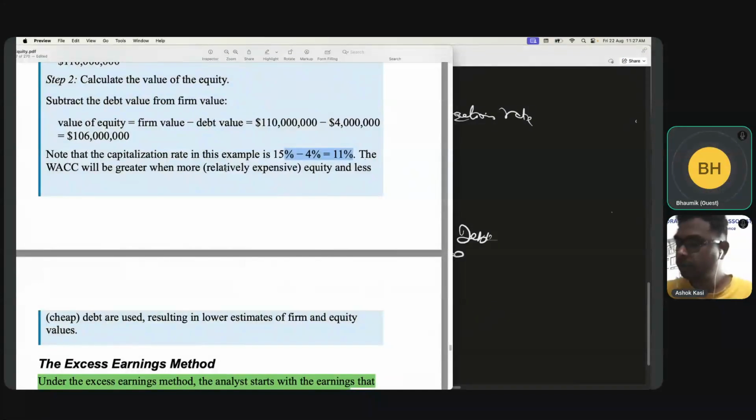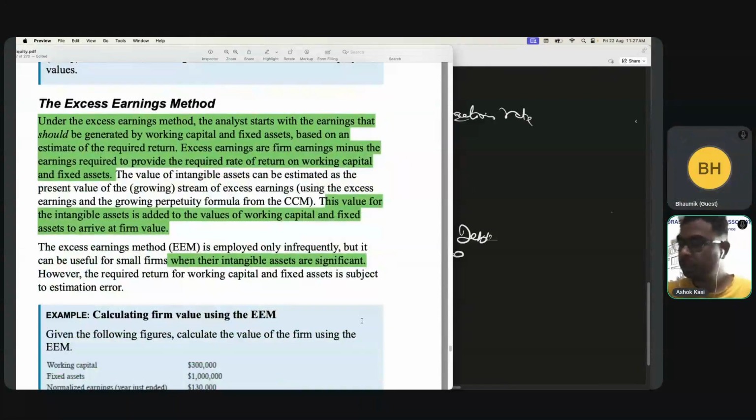The WACC will be greater when more equity and less debt is used, resulting in lower estimates of the firm and equity values. Okay. Next, the excess earning method.